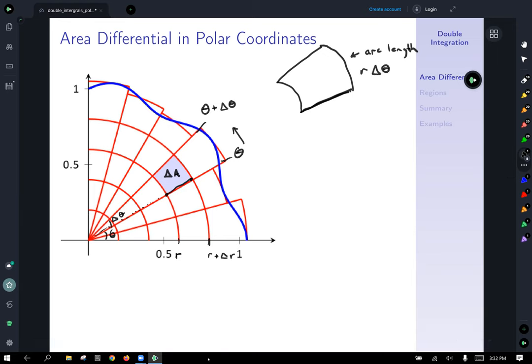And now what is the length of the other side of this region? Well, that's the change in R, because to go from R to R plus delta R, you have to go delta R. And similarly, to go from theta to theta plus delta theta, you have to go delta theta.